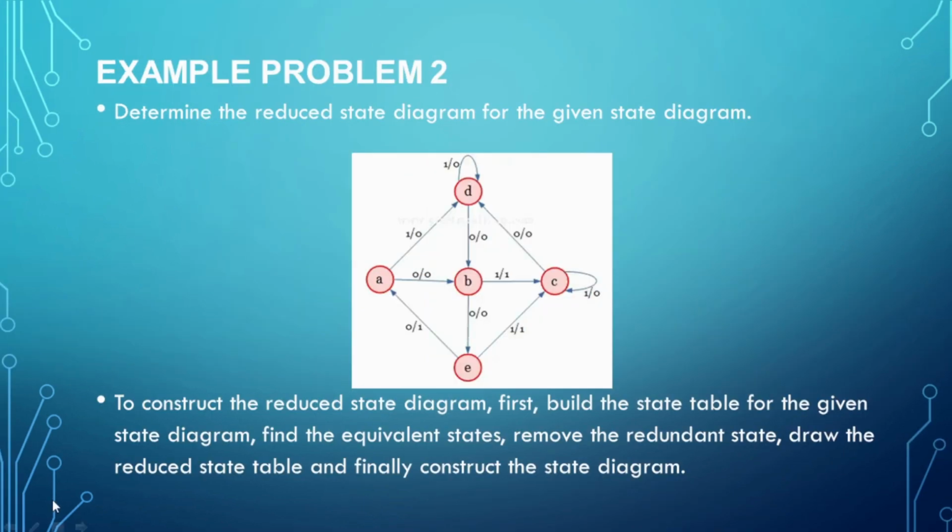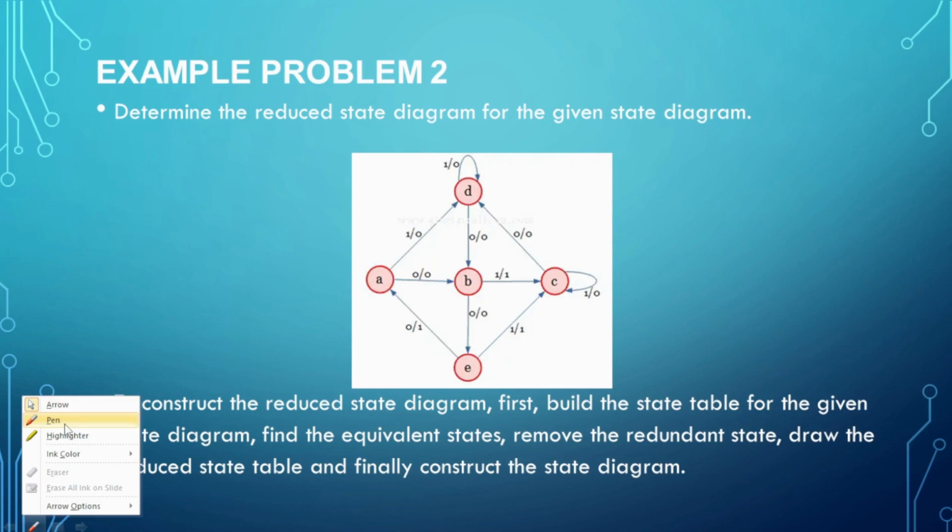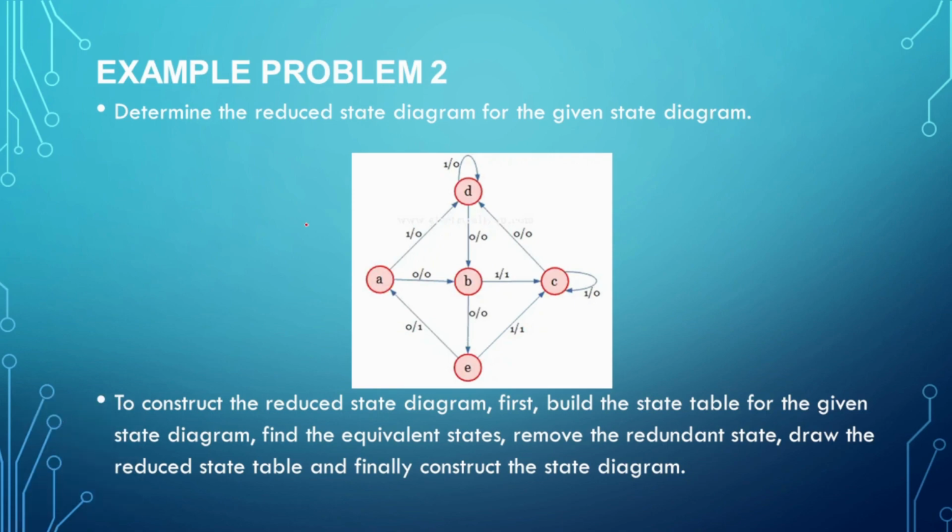This is the second example of the state minimization problem. In the first problem, the state table is given and you need to reduce it to the minimum number of states in that state table. Here the question is given as a state diagram. You need to reduce this state diagram. If the question is given as a state diagram, the first step is to convert this state diagram into a state table.